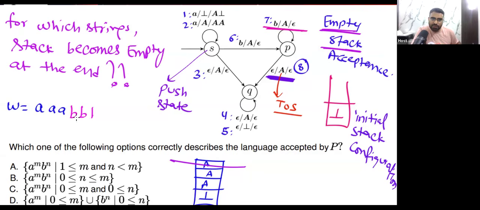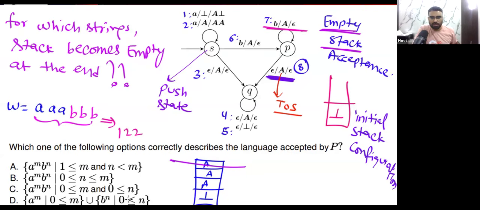For example, if you have 3 B's, can you empty your stack? Let's see, will this string be accepted or not? At the end of this string, can you empty the stack? First, you will take transition 1. For this A, you will push A. Then for the next A, you will push another A. You will take transition 2, then you will take transition 2.